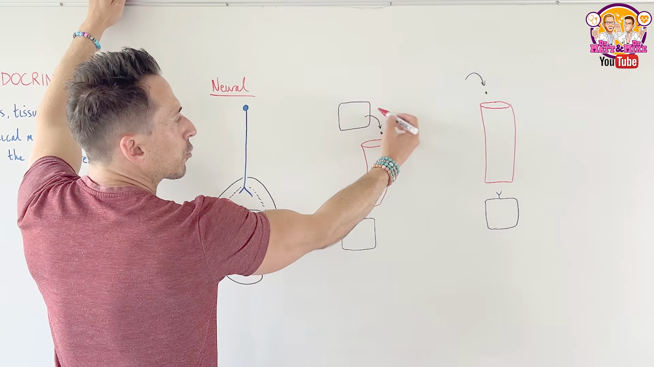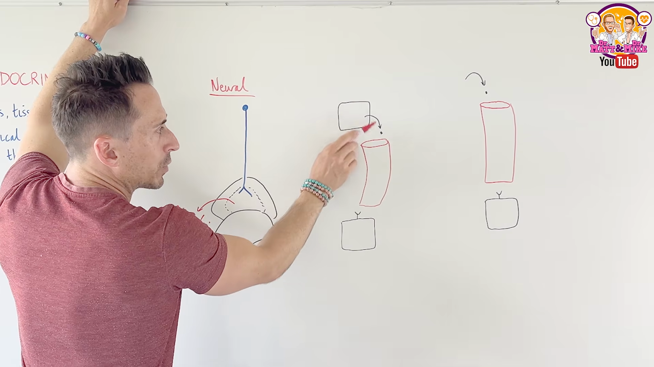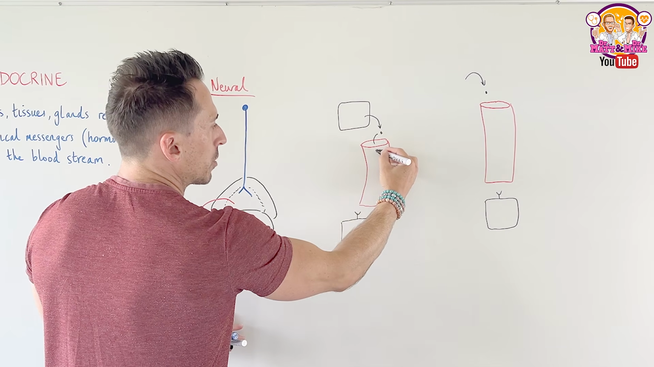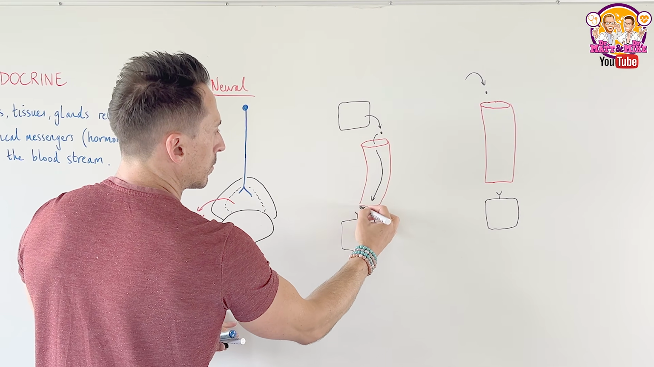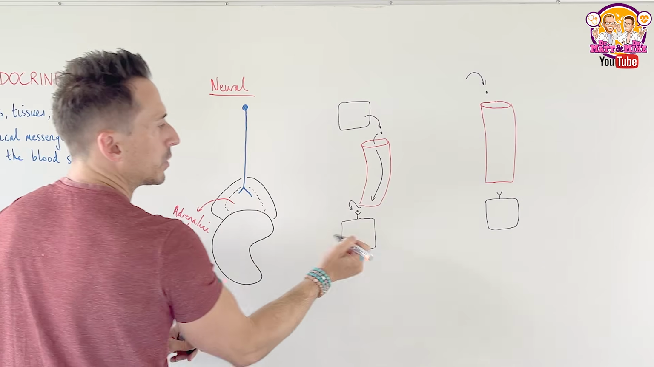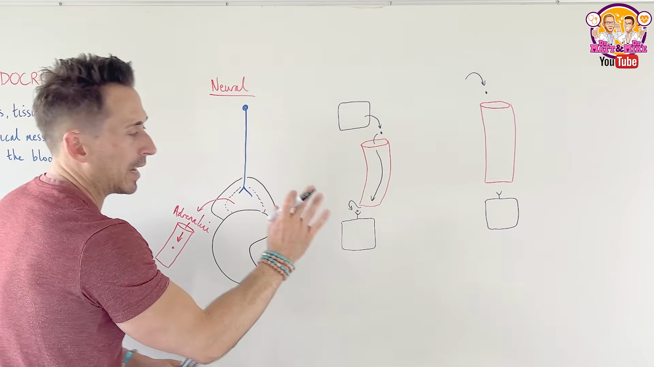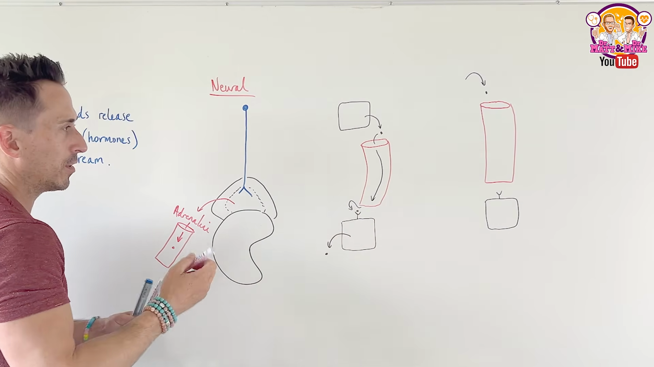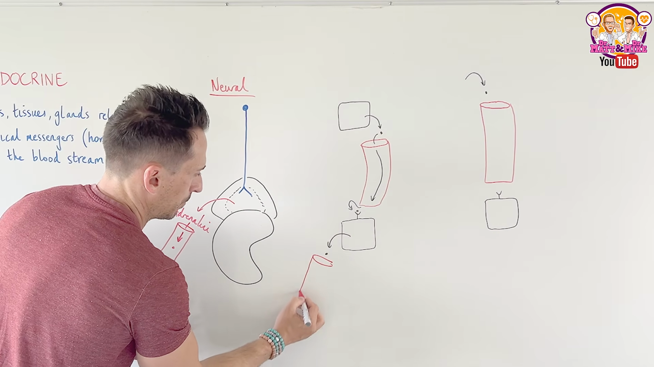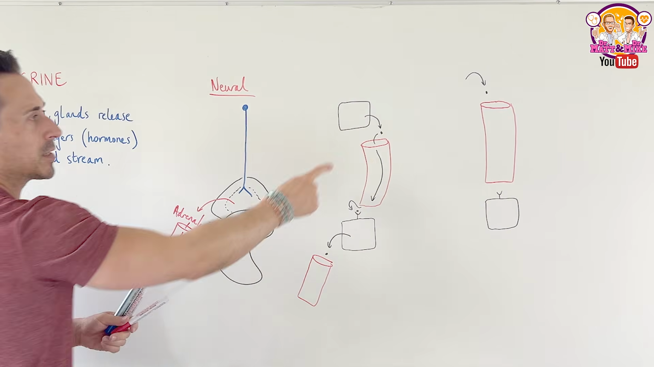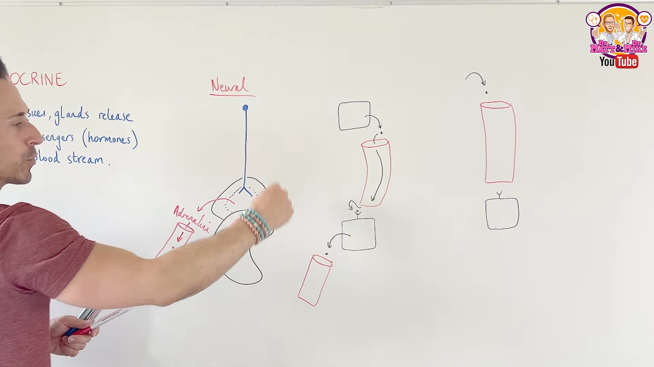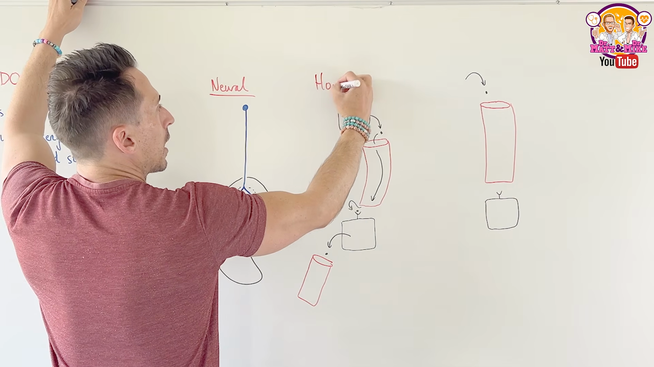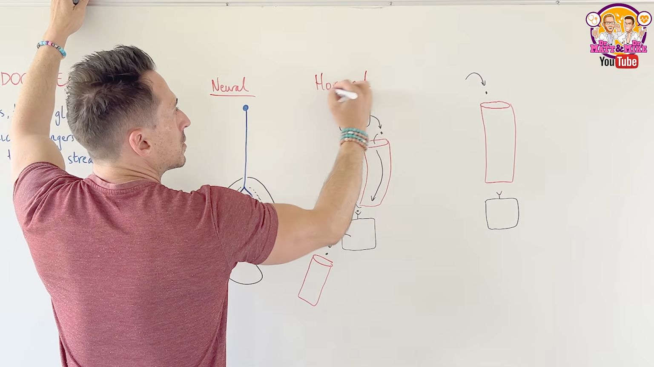Here we've got an endocrine cell or tissue or gland releasing a hormone that's going to jump into the bloodstream, and in the bloodstream it's going to travel to another endocrine cell, tissue or gland and tell it to release its hormone into the bloodstream. Okay, because it's a hormone telling a gland to release another hormone, this is a hormonal stimulus. So that's the second one, a hormonal stimulus.